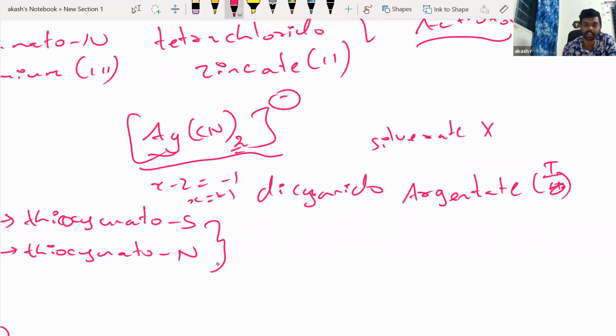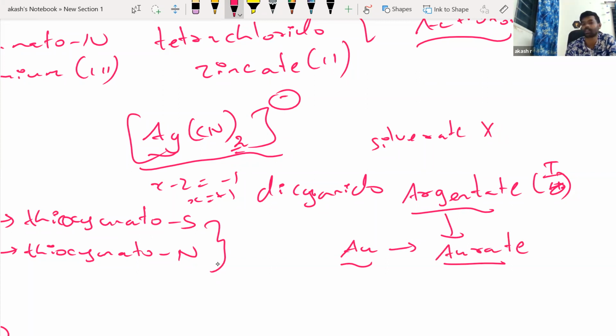Now instead of Ag, if I have given Au, gold, then what will it become? In this place, what should come? Instead of argentate, if instead of silver I gave you gold, what should the name be? You should write it as aurate. That's the name you should use when the coordination complex is negative and the central metal atom is gold, aurate.